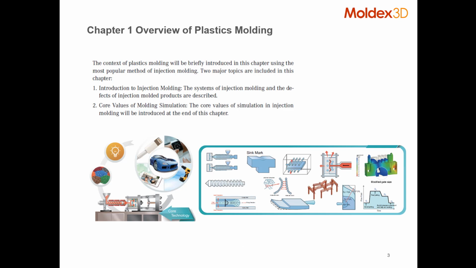In the very first chapter, we're placing the focus on two things. One is the system of injection molding, namely the cycle of injection molding and components of the molding machine, as well as common defects in injection molded parts. The other thing is the core values in molding simulation. To put it in other words, in this section, we will explain why simulation should be a fundamental part of the manufacturing process.